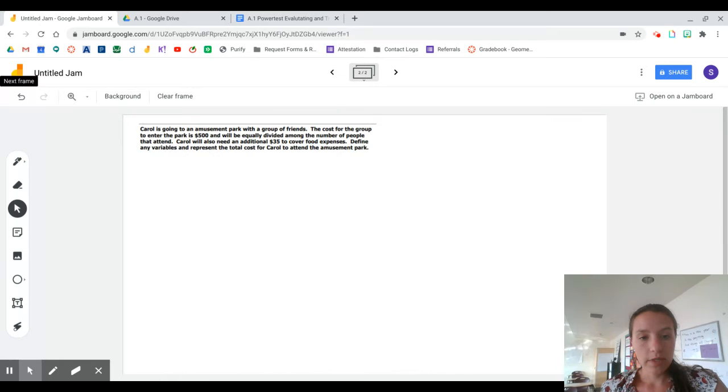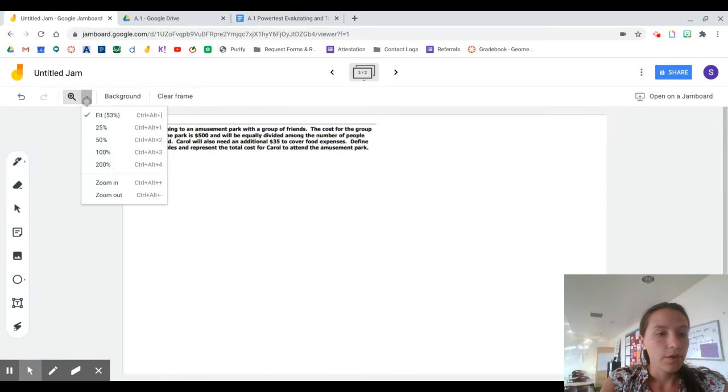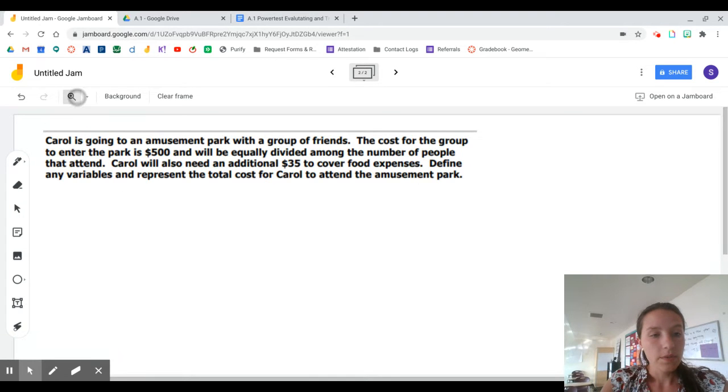We're going to do one more example before you are doing them on your own. This one says, Carol's going to an amusement park with a group of friends. The cost of the group to enter the park is $500 and will be equally divided among the number of people that attend. Carol will also need an additional $35 to cover food expenses. Define any variable and represent the total cost for Carol to attend the amusement park.